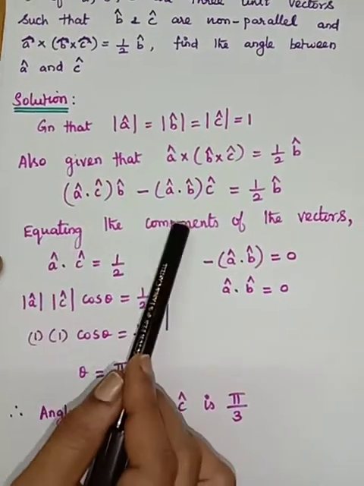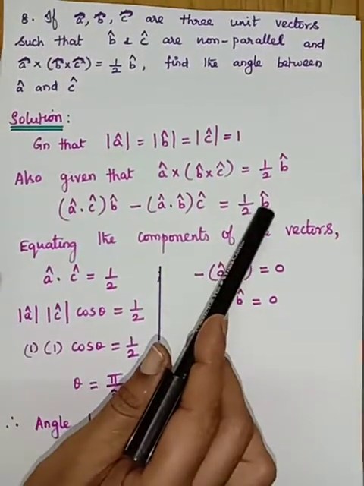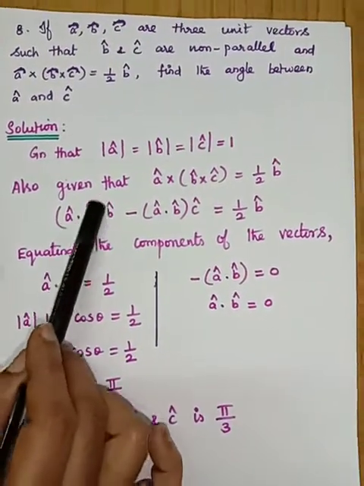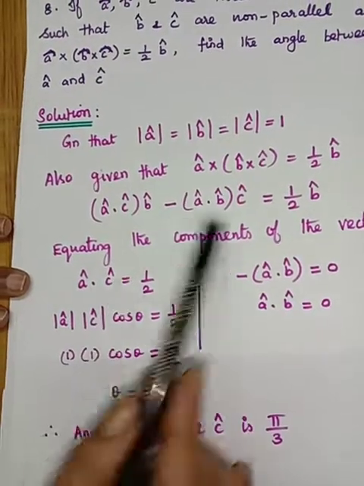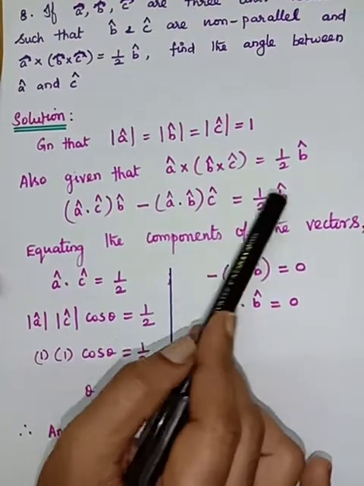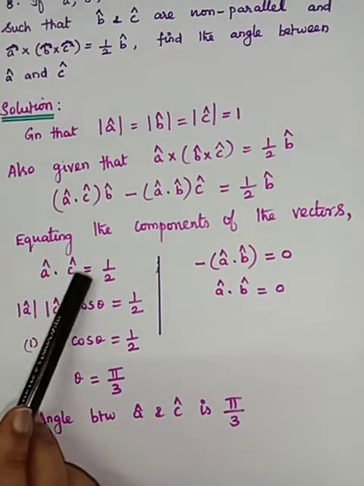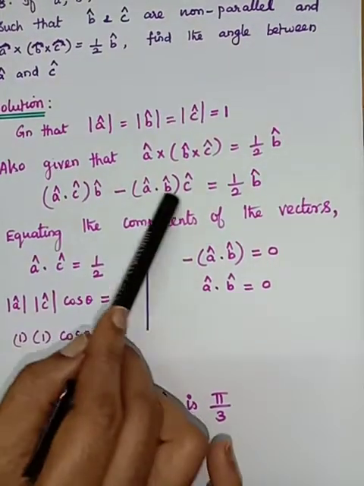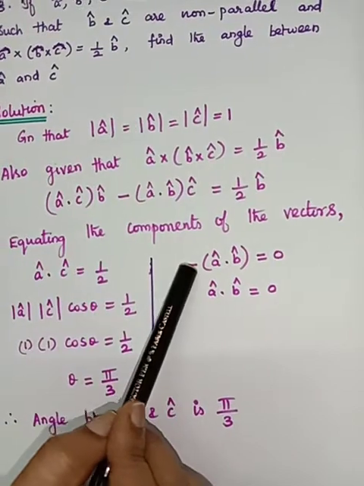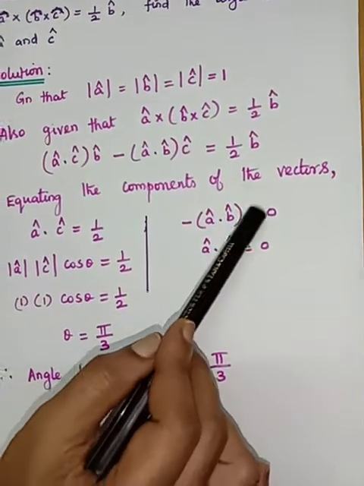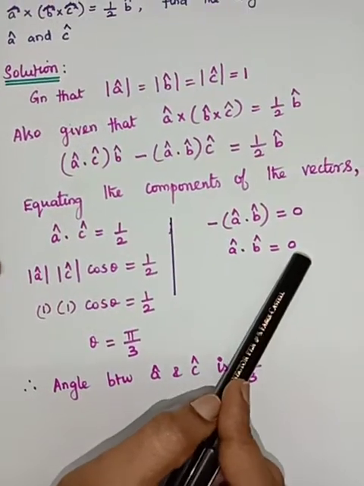The same way, equating the components of the vectors on both the sides. Here only B cap is here. So what is your B cap component? It is A dot C. So A dot C is equal to, here the B cap component is half. So A cap dot C cap is equal to half. And come to the next, C cap component. So here you are having on the left side minus A cap dot B cap. Here you are having 0. So you are getting A cap dot B cap is equal to 0.